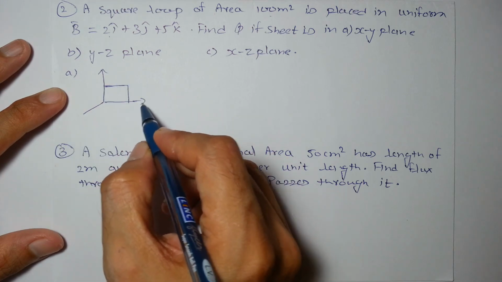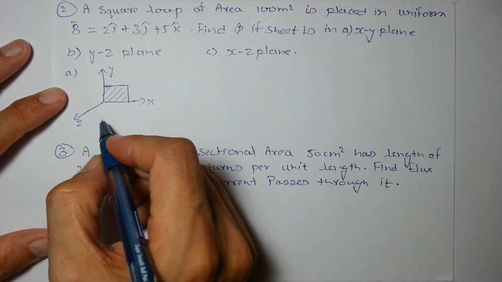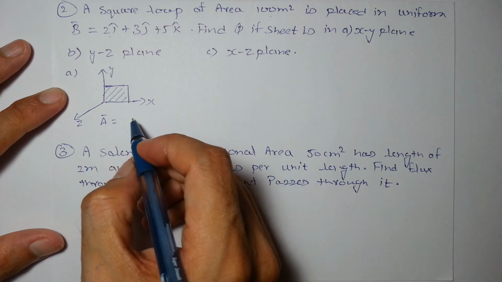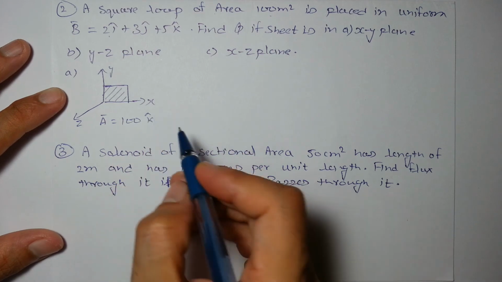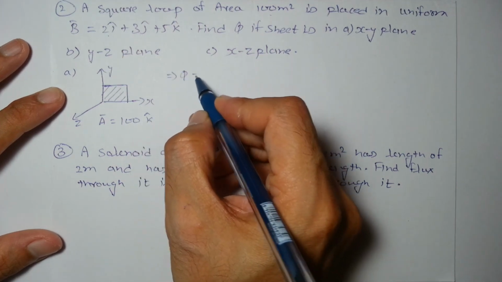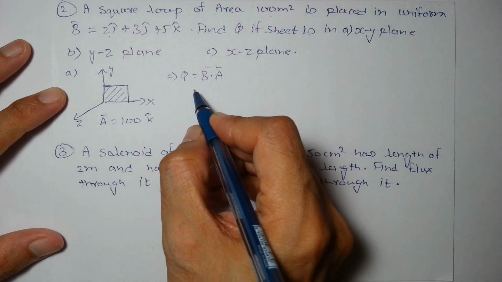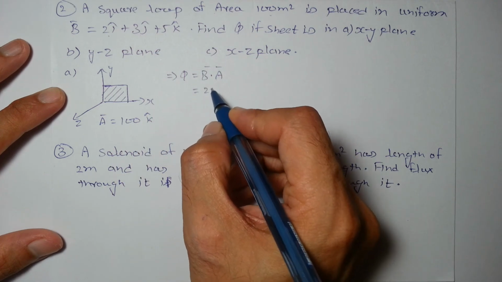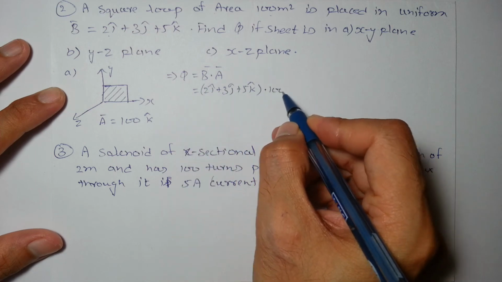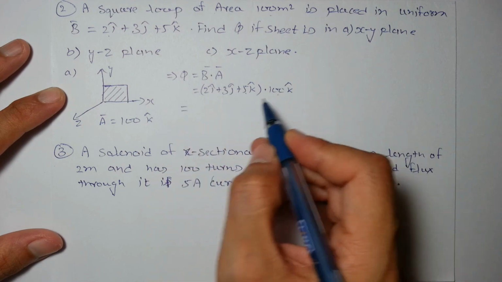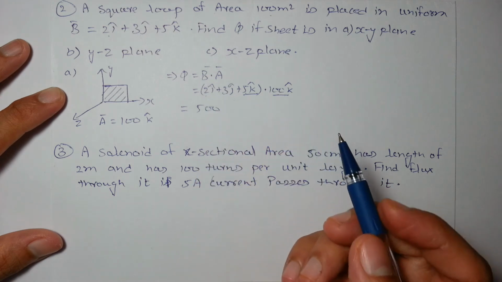This is X axis, this is Y axis, and this is Z axis. This is how the sheet is placed. As the sheet is in the XY plane, the area vector will be along the Z axis. So it will be written as 100 k cap. Hence the flux, as the field is uniform, will be B dot A, written as 2i plus 3j plus 5k dot 100k. So we'll get only 500. The i and j components give a dot product of 0.